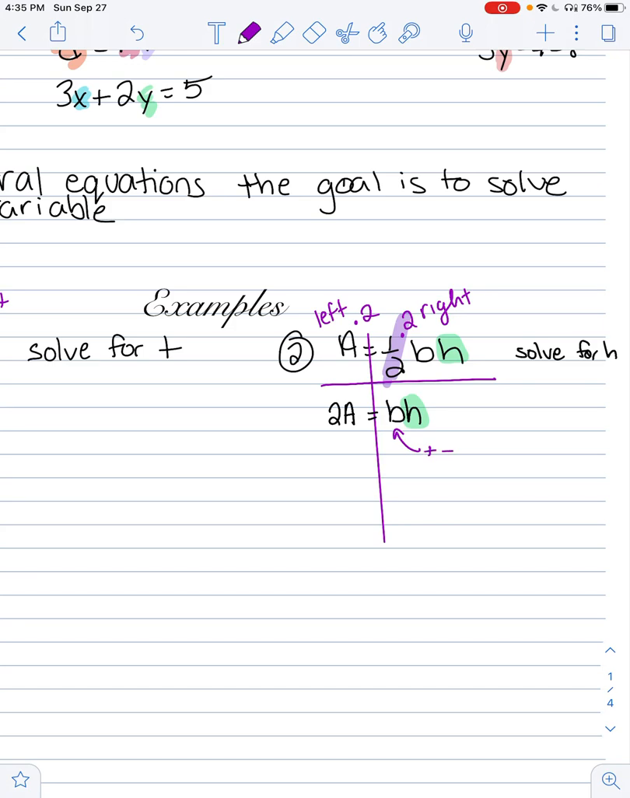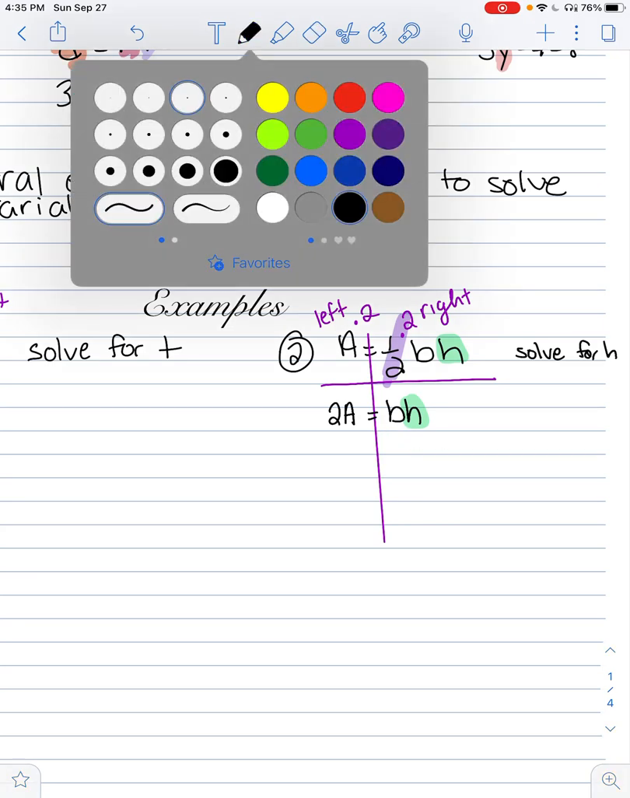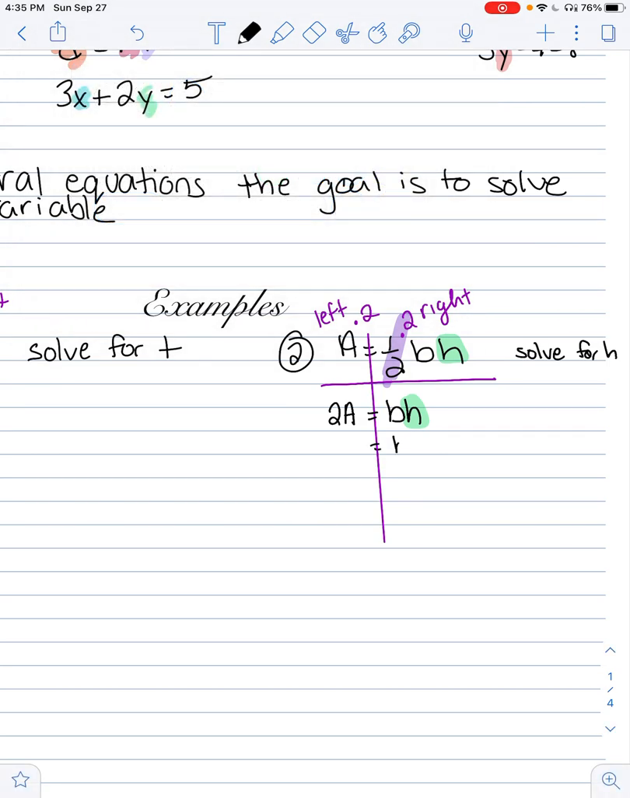Again, there's no plus sign, there's no minus sign in between them. So that means that they are being multiplied. So I can actually rewrite this as b times h. So I have 2a equals b times h right now. So I need to get rid of that b, and in order to get rid of multiplication, I do the opposite. I'm just going to divide both sides by b.